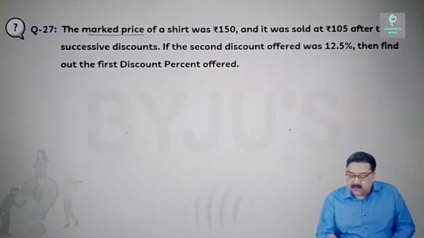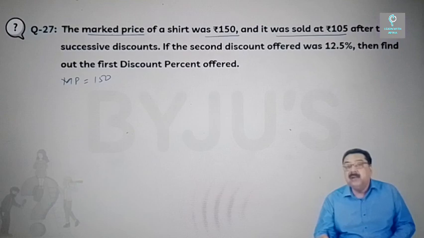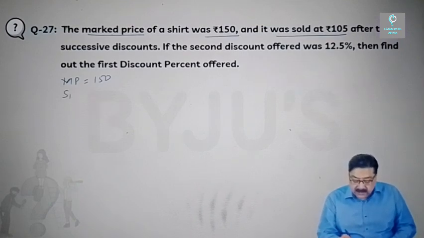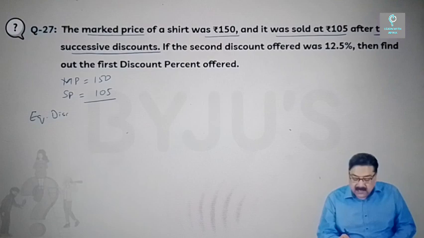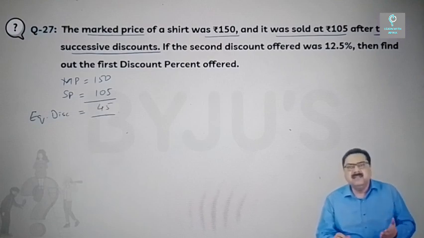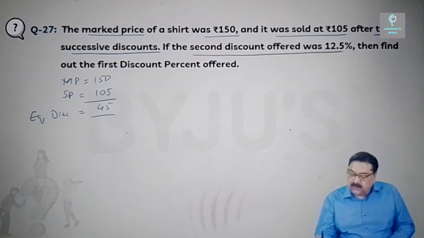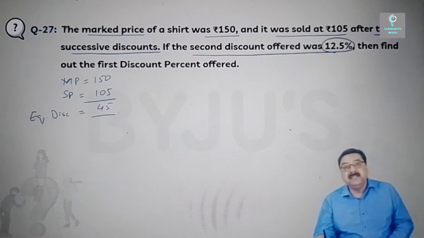The marked price of a shirt was rupees 150. Now it's given the marked price is rupees 150 and it was sold at rupees 105. So the selling price is also given, 105. And this was done after two successive discounts. So anyhow, the equivalent discount value you already know, it is rupees 45. Marked price minus selling price is discount. The second discount offered was 12.5%. Then find the first discount percent offered.